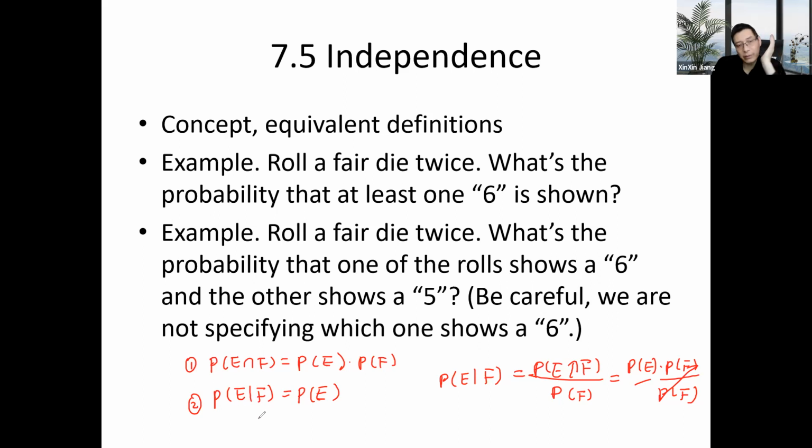Now, E and F are independent, so knowing F contributes nothing to the probability of E. The information is really useless. Knowing the first toss is heads has nothing to do with the probability of the second one. So knowing this information really doesn't help. It's redundant information.